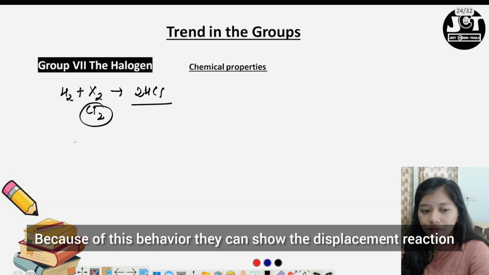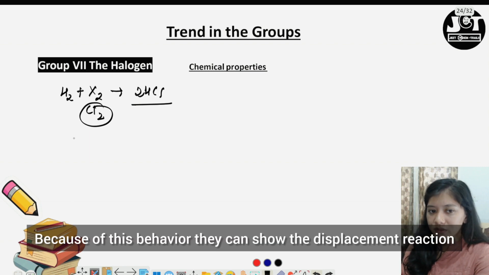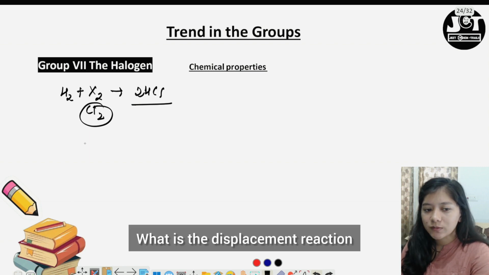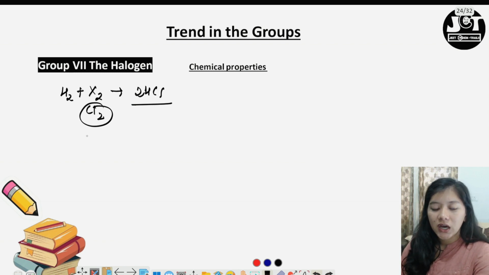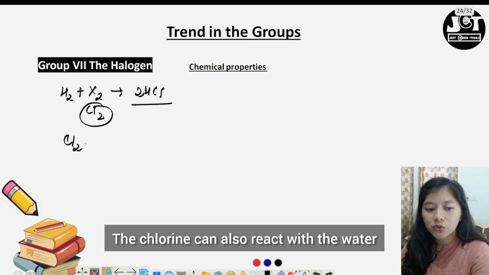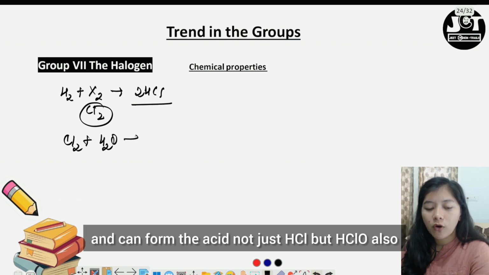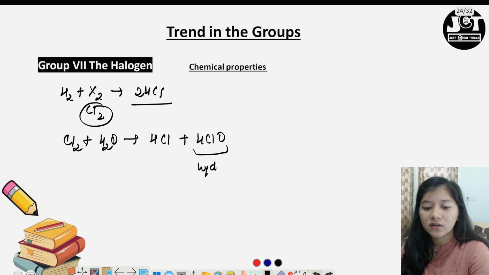Because of this behavior, they can show the displacement reaction. What is the displacement reaction? That they can displace a group because of their higher reactivity. Chlorine can also react with water and form acids, not just HCl but HClO also. This is hypochlorous acid.